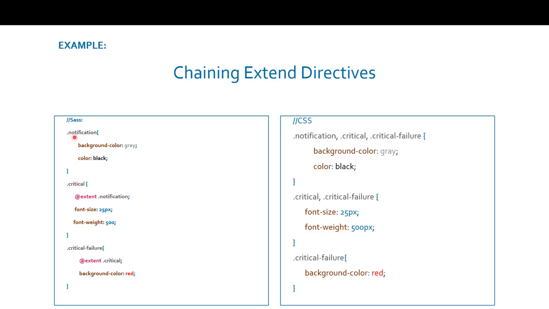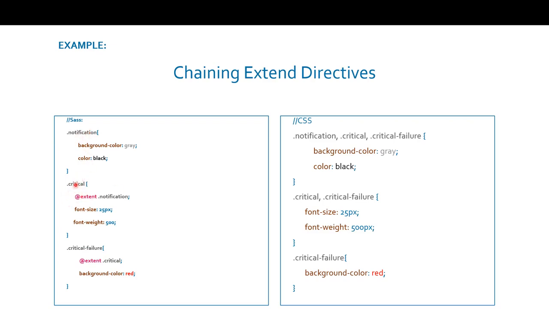We extended notification inside critical, and then we extended critical inside critical failure. What it means is that all the properties that are common to critical and notification are also common to critical failure. And this critical failure also shares all the properties of critical, and also all the properties of notification. But critical shares all the properties of notification. This shares all the properties of this in addition to the properties of this. That's what chaining is. Okay.